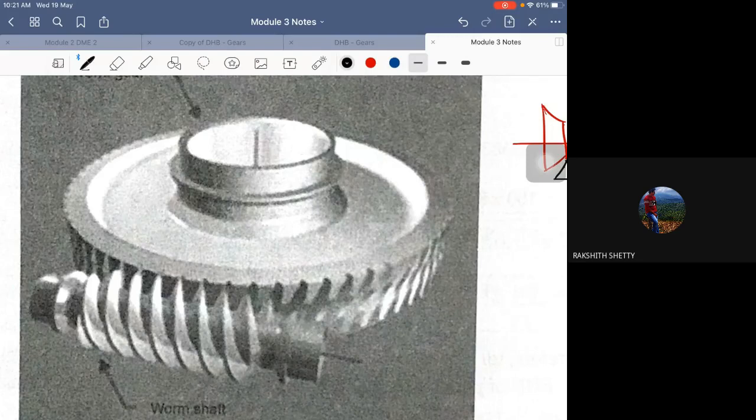Why is this gear so important for us? We already had spur gear, we already had the helical gear, even the bevel gear also. What is the requirement of this particular worm gear? Just by looking at the figure, are you able to understand how this gear system works? Can you feel the animation?